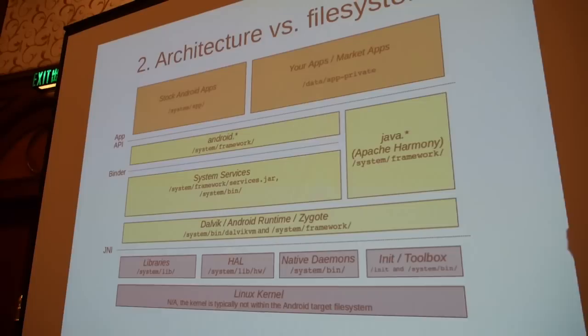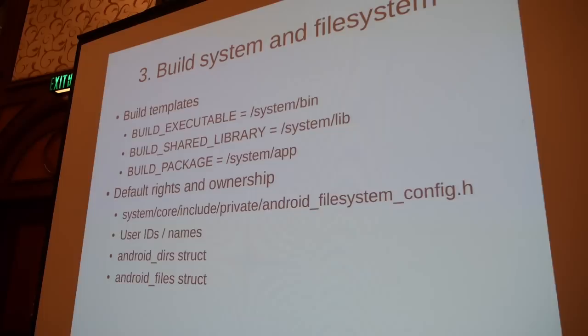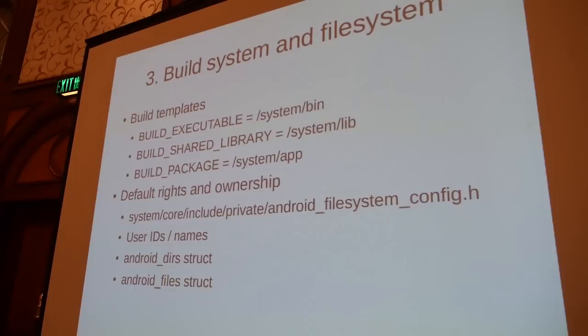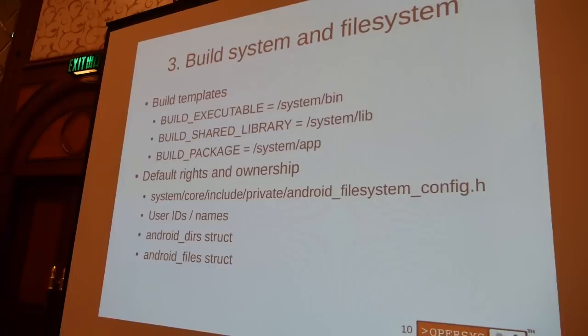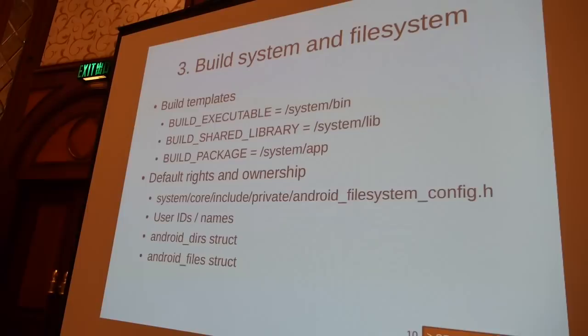All right, how does the build system influence this stuff? So remember those build instructions that say how to build each type of build module? Well, whenever you use one of those, by default, the stuff you build goes in a separate directory. So if you use build executable, it'll go in system bin, a library will go in system lib, and an app will go in system app. That being said, there is, of course, in the build system a way to say, no, I want to go somewhere else. Okay? And you can just tell that to the build system in your Android.mk.